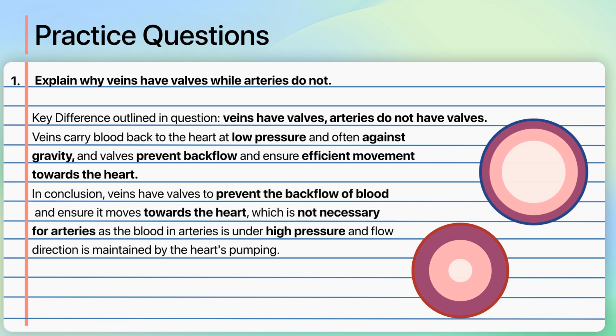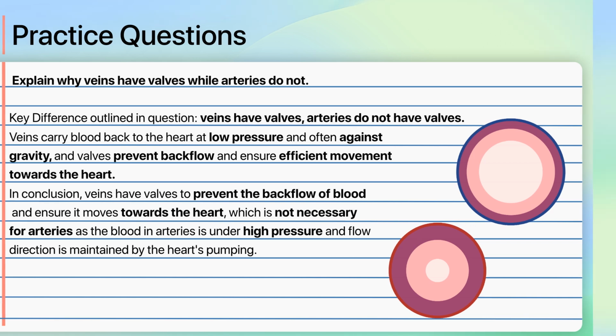In conclusion, veins have valves to prevent the backflow of blood and ensure it moves towards the heart, which is not necessary for arteries as the blood in arteries is under high pressure and flow direction is maintained by the heart's pumping. Now, let's move on to another question.